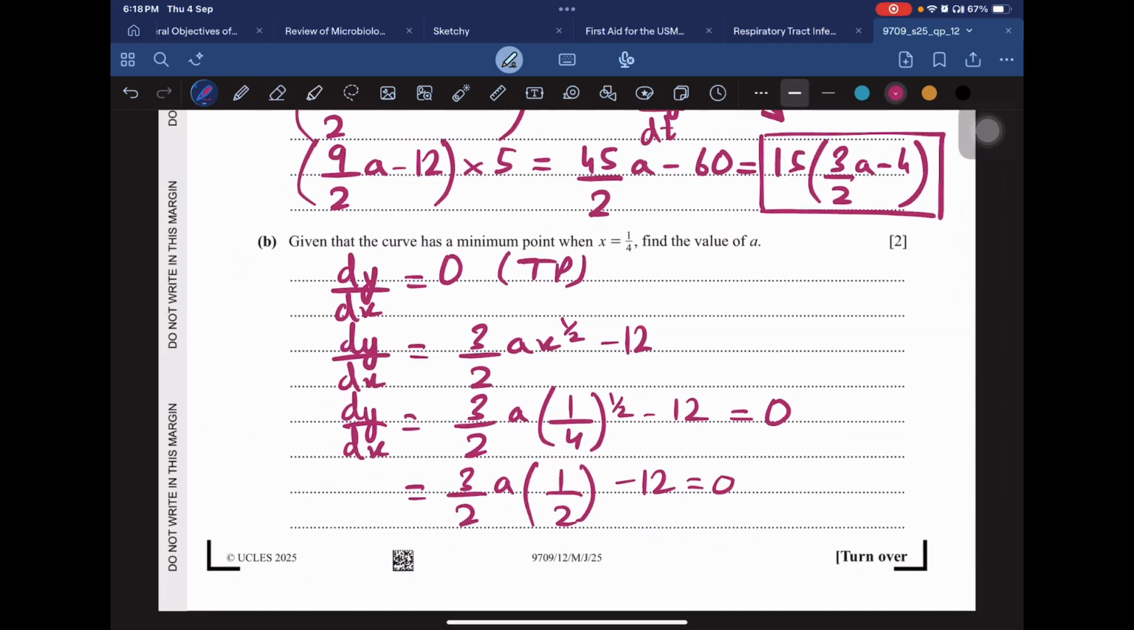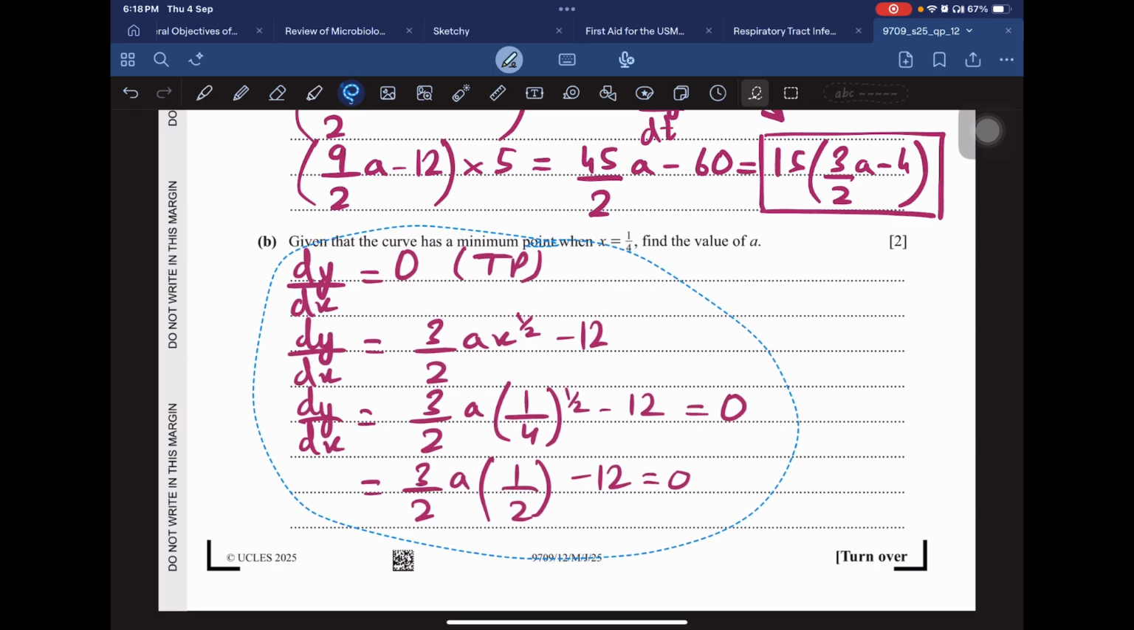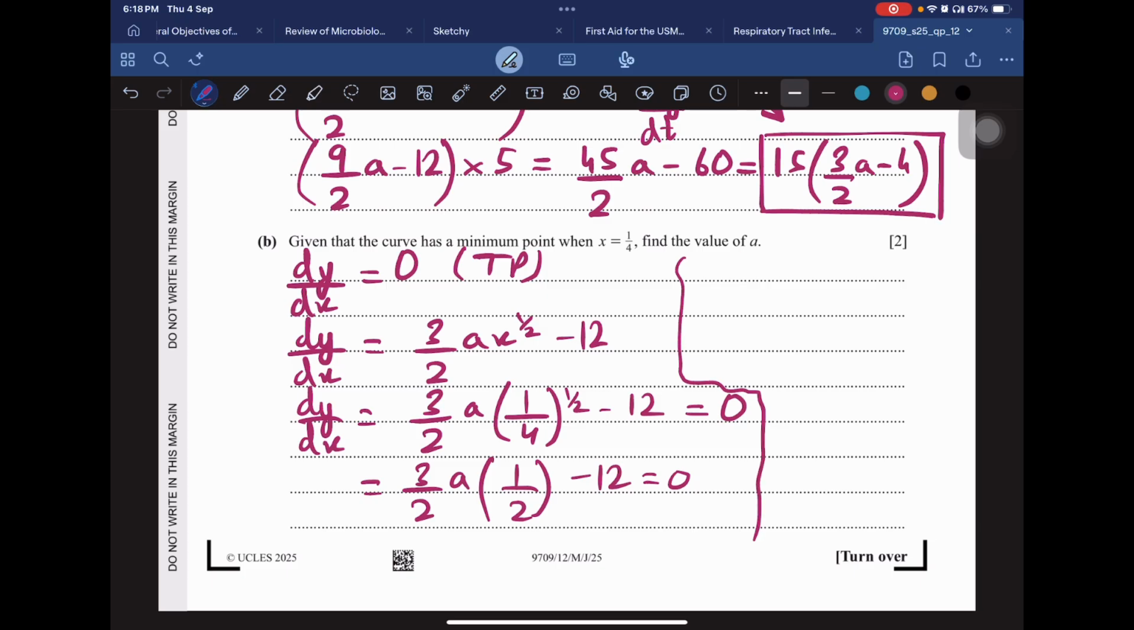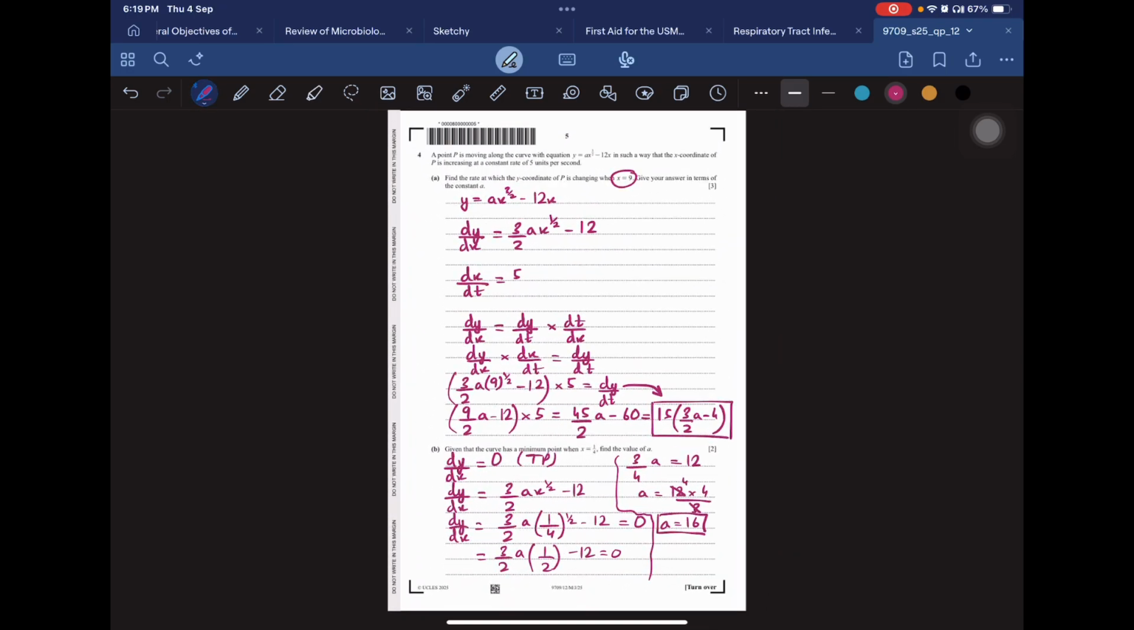Okay, we don't have space on the next page. So we have 3 upon 2a times half. This becomes 3 upon 4a minus 12 equals to 0. I'll shift the minus 12 to the right side. So 3 upon 4a equals to positive 12. Shifting 3 upon 4 to the right, a equals to 12 times 4 upon 3. 3 ones, 3 fours. A equals to 16. I hope this question is also clear to you guys.